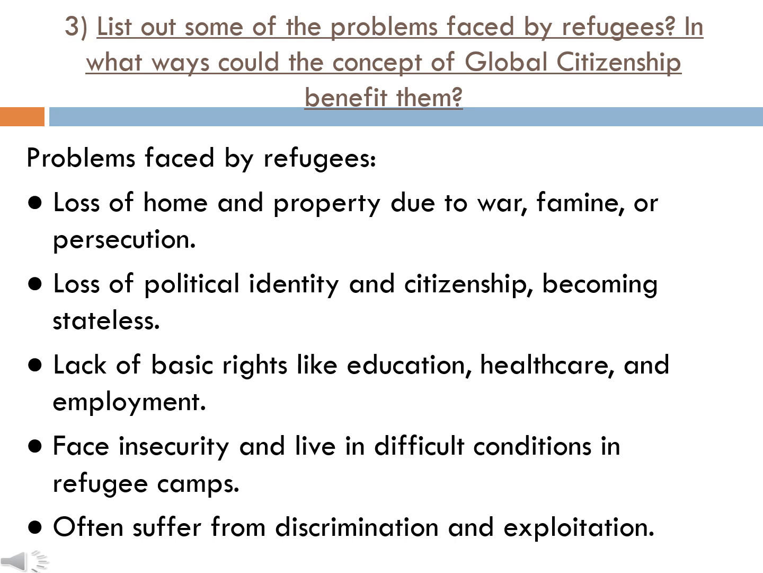Third question: list out some of the problems faced by refugees. Second part of the question: in what ways could the concept of global citizenship benefit them? The problems include loss of home and property due to war, famine, or persecution, loss of political identity and citizenship, lack of basic rights like education, health care, and employment, insecurity and difficult living conditions in refugee camps, and often suffering from discrimination and exploitation.